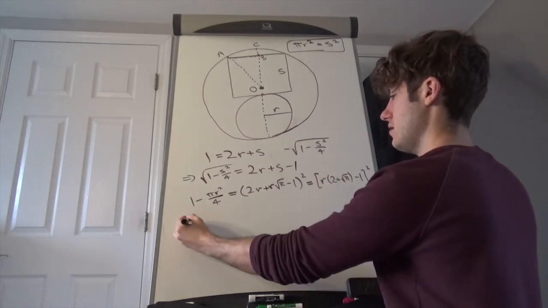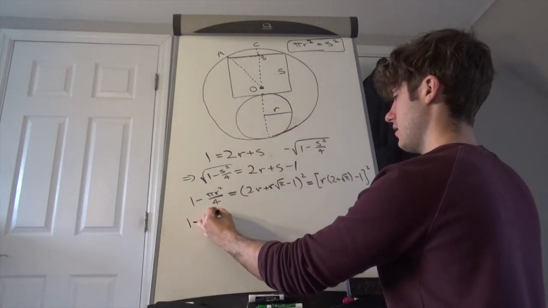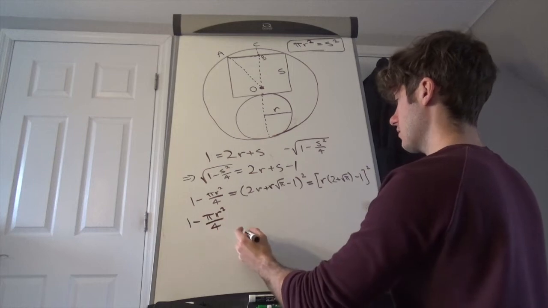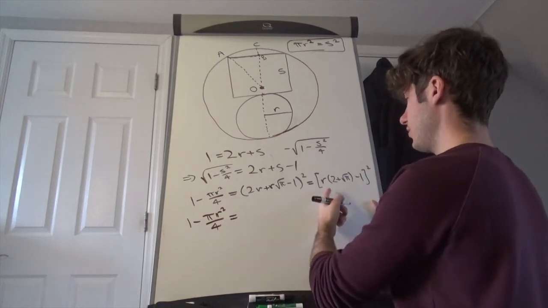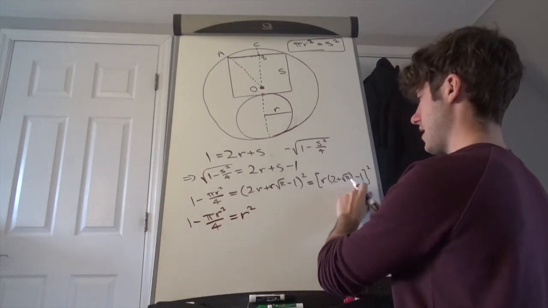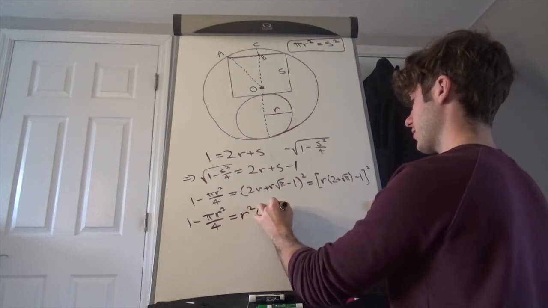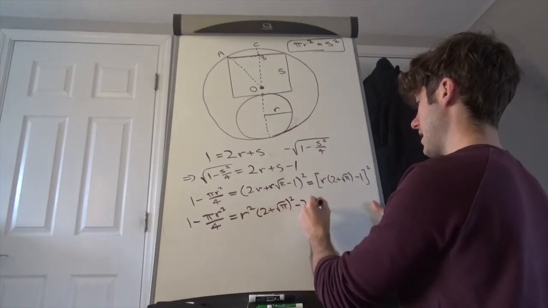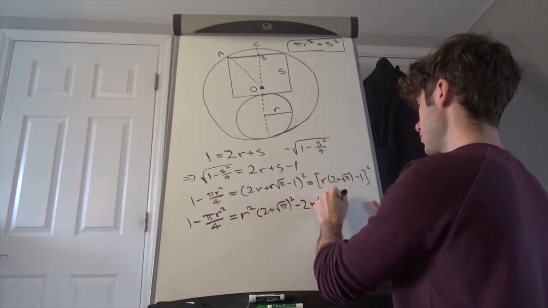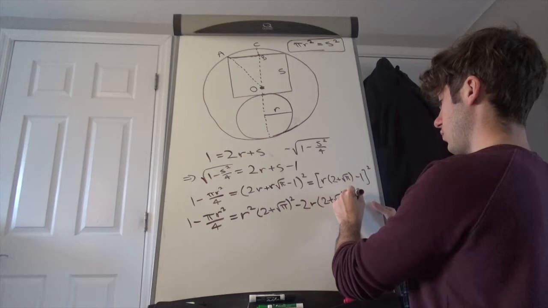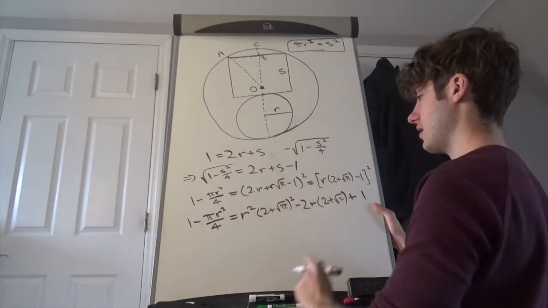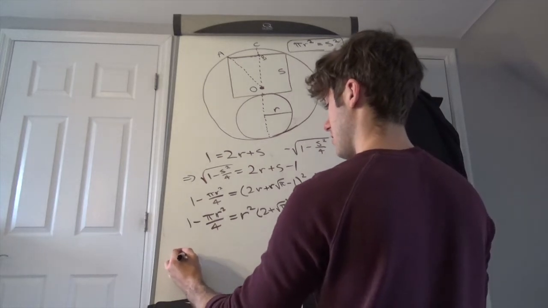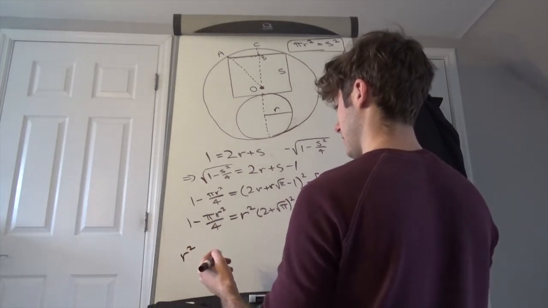So we end up with 1 minus pi r squared over 4 equals r squared times the quantity 2 plus the square root of pi squared minus 2 times r times 2 plus the square root of pi plus 1. Now, of course, the 1's cancel on both sides. I can then add the pi r squared over to the other side, and I get the nice simple equation. It seems complicated, but it's really quite simple.